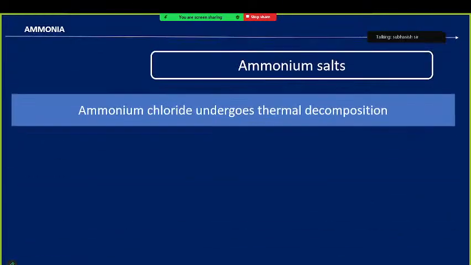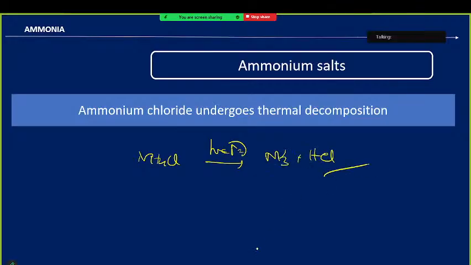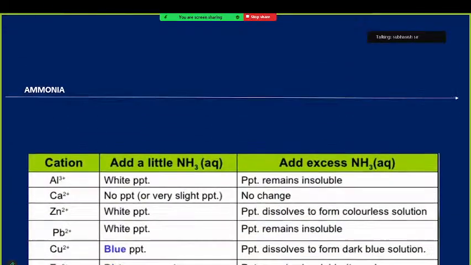Ammonium salts undergo thermal decomposition. When an ammonium salt, ammonium chloride, is heated, then ammonia plus HCl form. This is the thermal decomposition of ammonium salt.